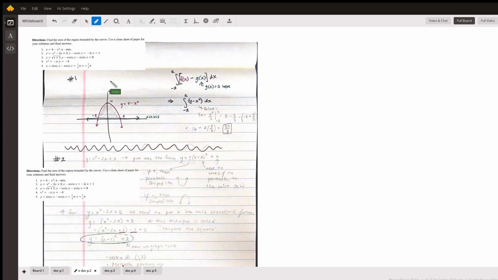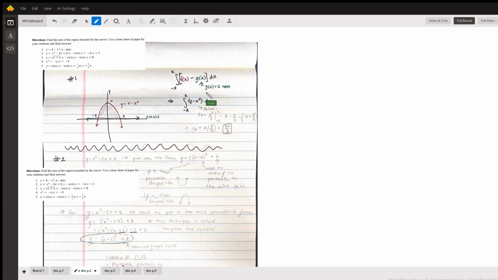So for the first question, we're given the curves or the lines y equals 4 minus x squared and the x-axis. So x-axis is pretty easy, and then 4 minus x squared, there's a negative in front of the x squared, so it's going to be a downward facing parabola, and there's a 4 there, so the vertex is going to be shifted 4 units up. And I'll go over that a little bit later. But this is the shaded region we're looking for.